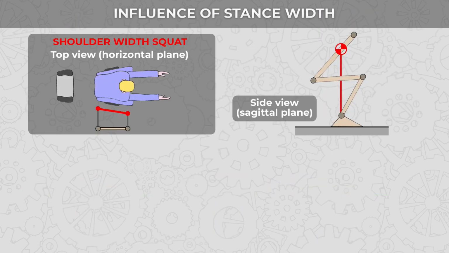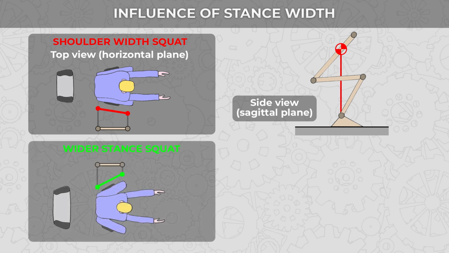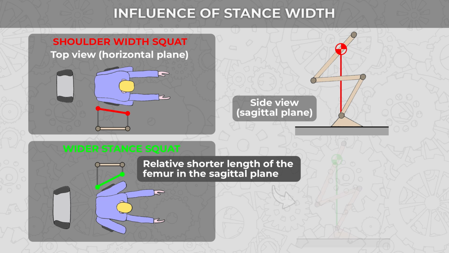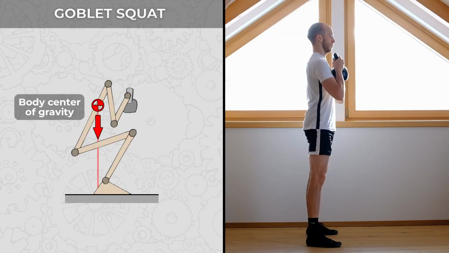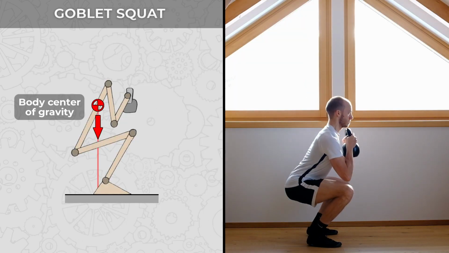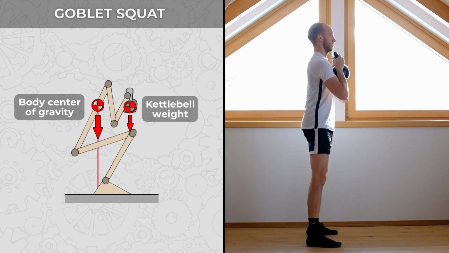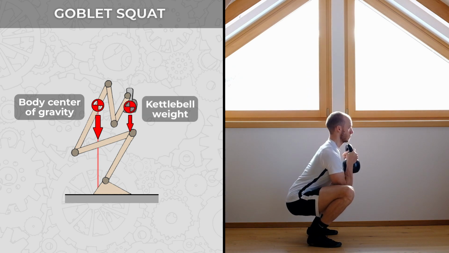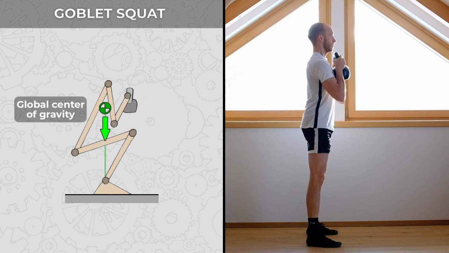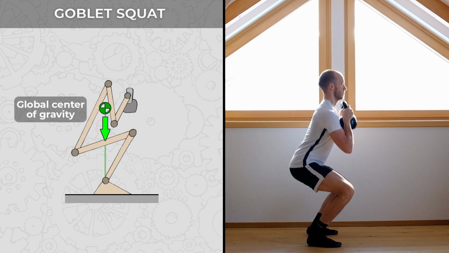So, for these people, it may be useful to adopt a wider stance and abduct the hips in order to keep the body center of mass above the support of the feet while limiting the amount of forward lean. Another option in the case of a weighted squat variation is to place the weight in front of the body, such as in the front squat or goblet squat, shifting the total center of mass more forward.